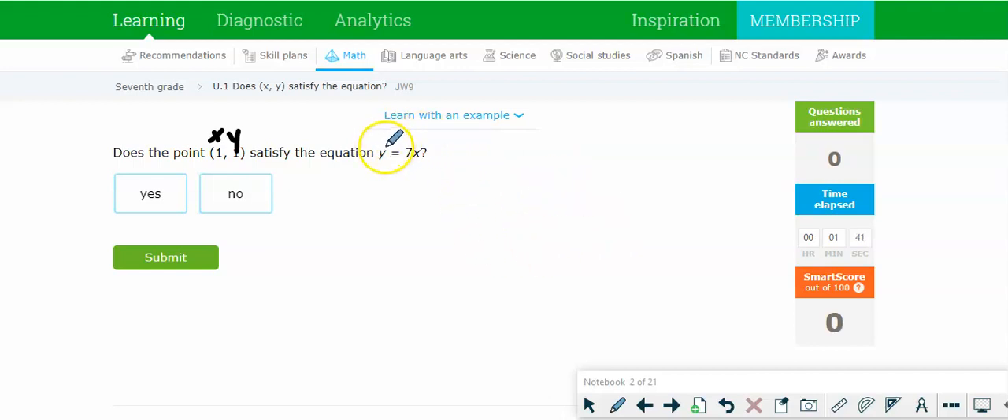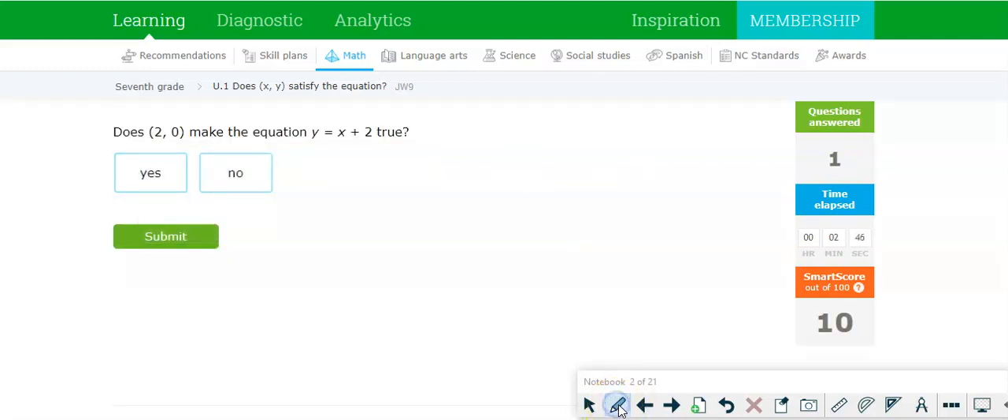So I'm going to plug in or substitute a 1 for the Y, and then of course this means 7 times X, and then I'm going to substitute a 1 for the X, and then I'm going to do the math on this side. And of course 1 does not equal 7, so my answer is going to be no. This does not satisfy this equation because I don't get two equal numbers on either side of the equals mark. 1 does not equal 7.